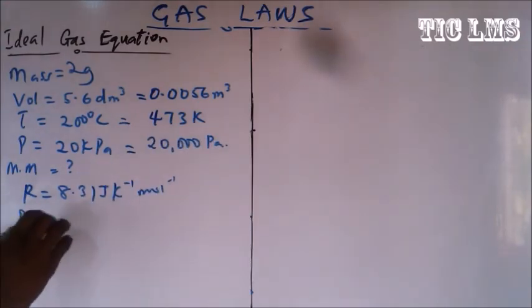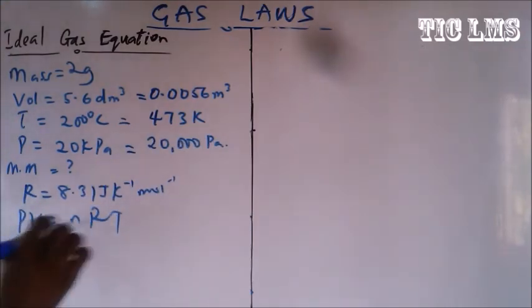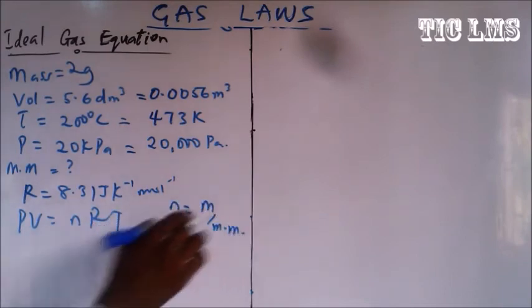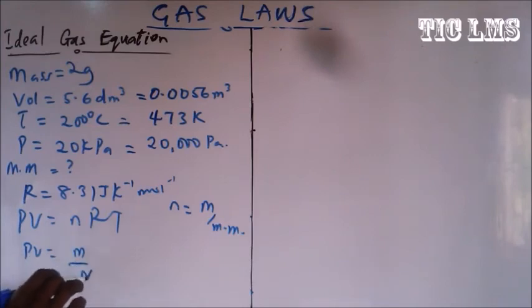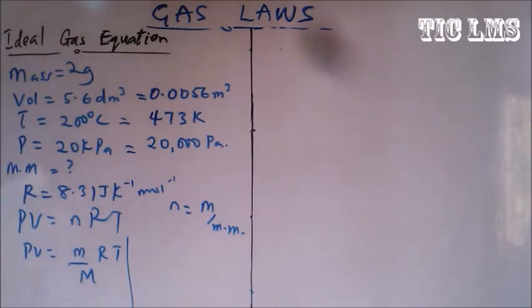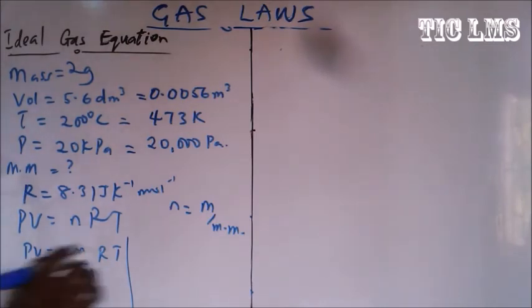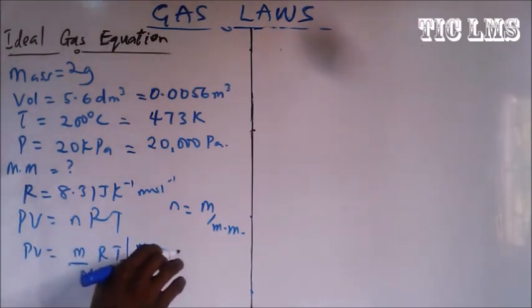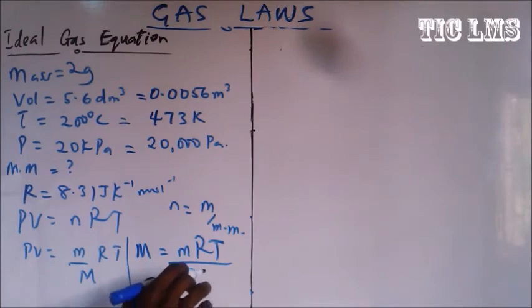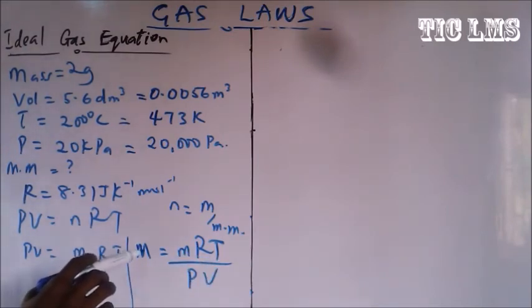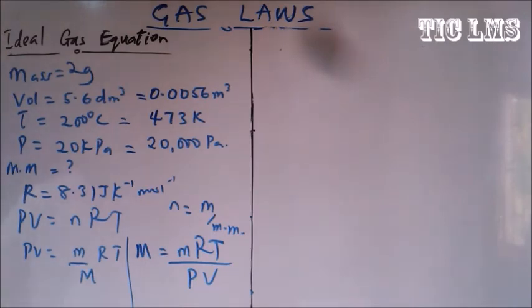Our formula, which is PV equal to nRT. We have that n equal to mass over molar mass. And so we could replace this n with m over M. So we have PV equal to the mass over the molar mass times R times T. Now we have to find this M. To make the M the subject of this equation, we can bring the M over here, and that will become capital M equal to small m R T over P and V. Here we have our molecular mass, and here is the mass of the gas.